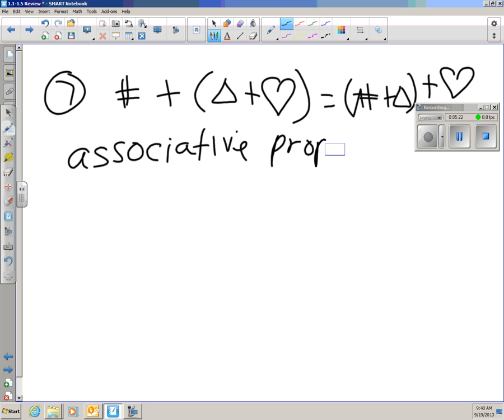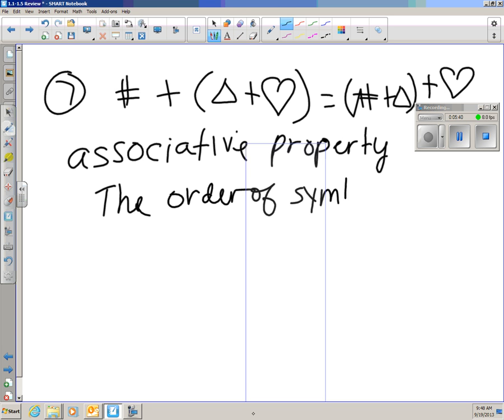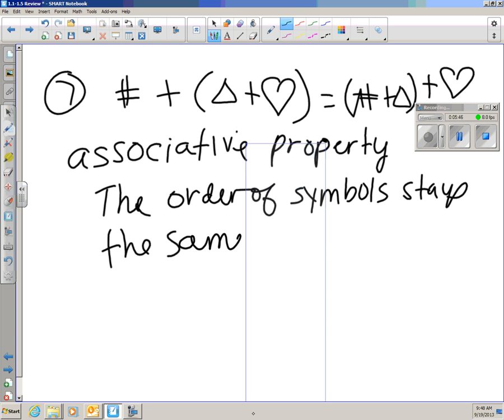because the order of the symbols stays the same, but the grouping symbols change.